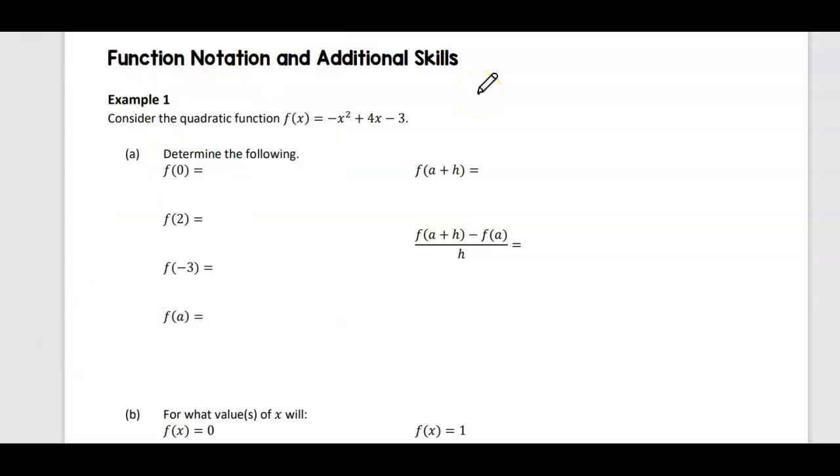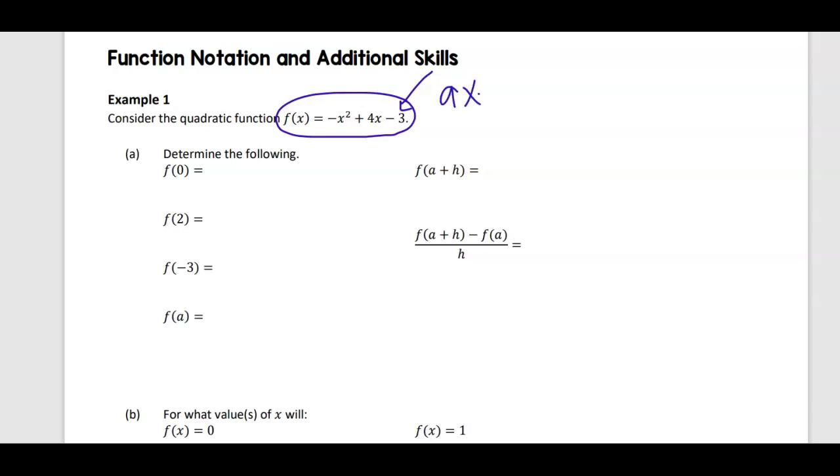All right, this is a review on functional notation, how that kind of works with quadratic functions, and just some additional skills I feel like in this section we need to be talking about. So this first set is just asking us to determine the following. So f of 0. Now, when you have your quadratic already in standard form, f of 0 is going to be your c value.